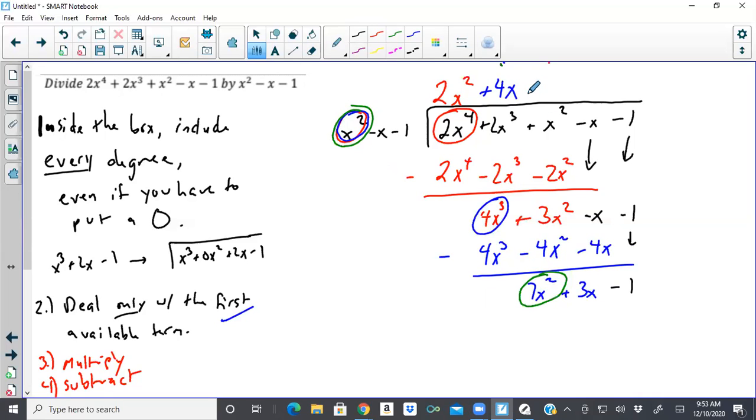So I need x squared to turn into 7x squared. The way that I'm going to do that is by multiplying it by 7. So 7 times x squared is 7x squared. 7 times negative x is negative 7x. 7 times negative 1 is negative 7. And then I subtract. 7x squared minus 7x squared is 0. 3x minus negative 7x is positive 10x. And then negative 1 minus negative 7 is a positive 6.